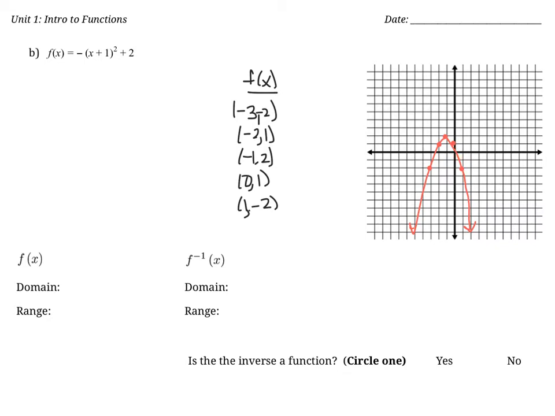So now let's do a quick sketch of our inverse function. The fastest way to do that would just be to flip each of these points. So our first point is going to be negative 2 and negative 3. So that's going to be a point on our inverse. Then we'll have 1 and negative 2, 2 and negative 1, 1 and 0, and negative 2 and 1.